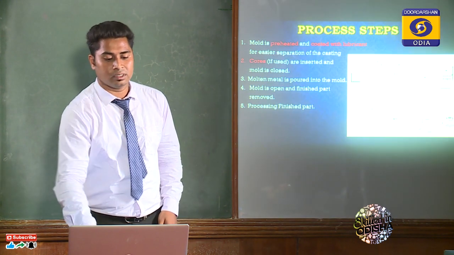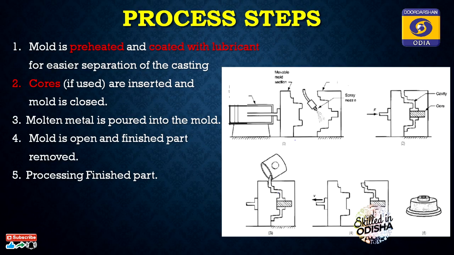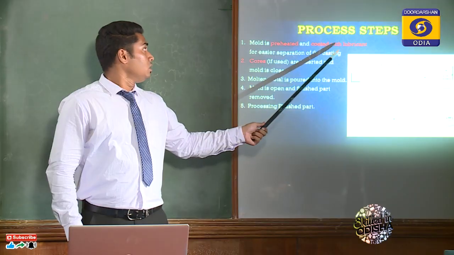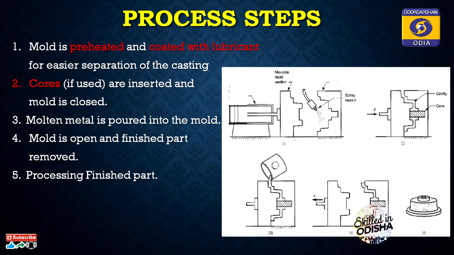Next, what are the process steps in the permanent mold casting process? The first step is that the mold is preheated and coated with lubricant for easier separation of the casting. See the first figure. Two mold halves are used. The left side mold half is the movable mold half and the right side mold half is the fixed mold half.